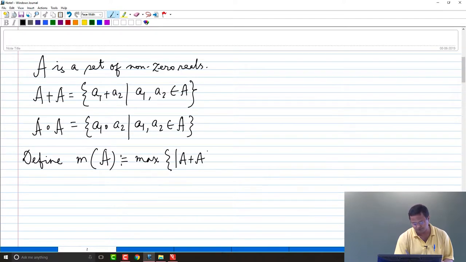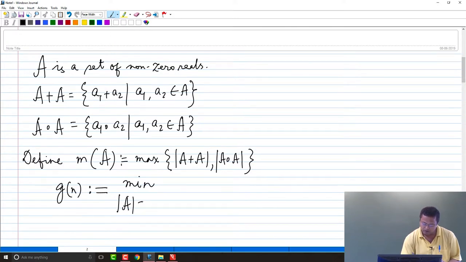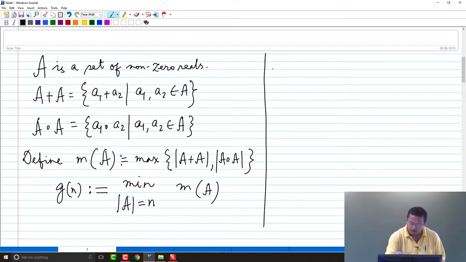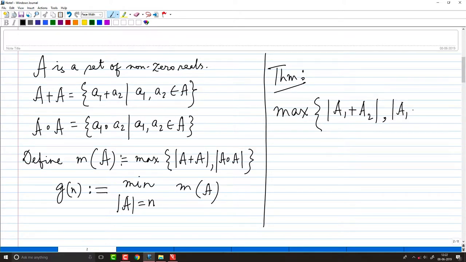Max of the cardinality of these two. So I essentially want to find a lower estimate of Gn, and the theorem that we are sort of aiming at is max of... I will give you a lower bound, that it will be at least as big.